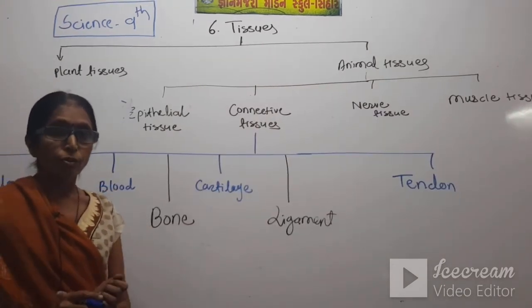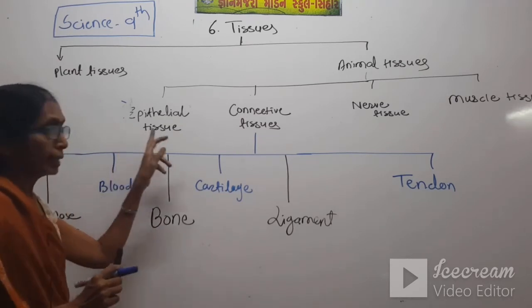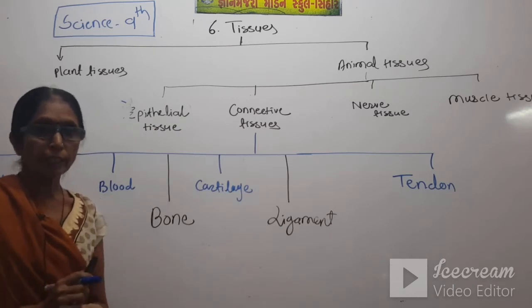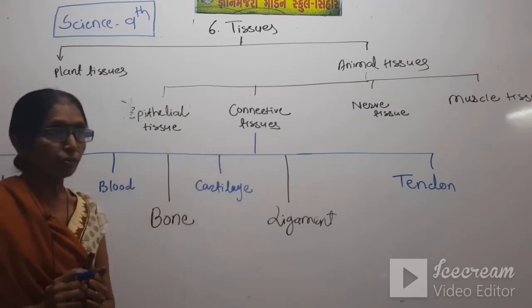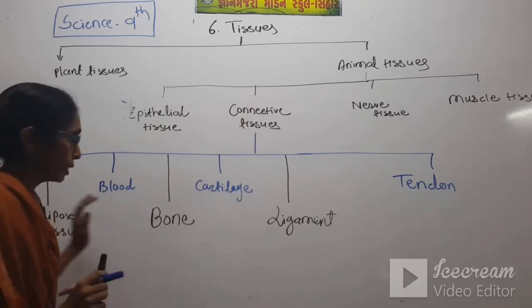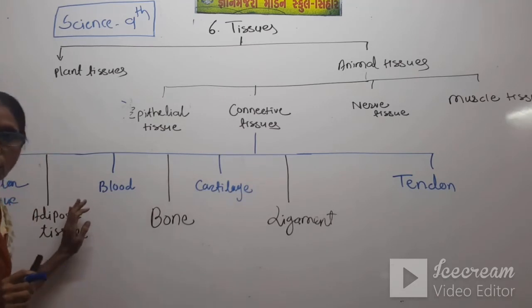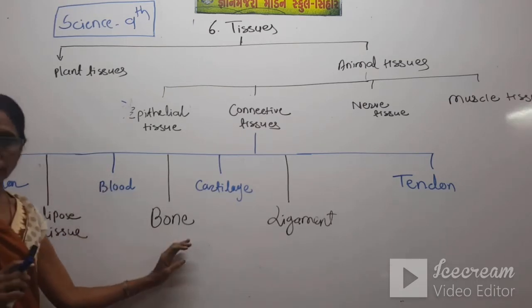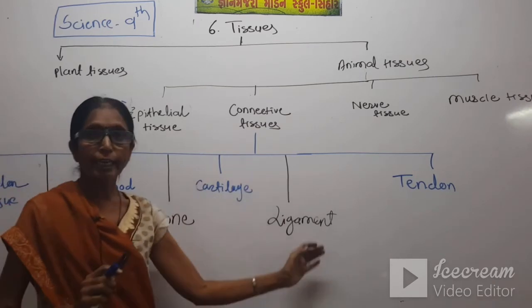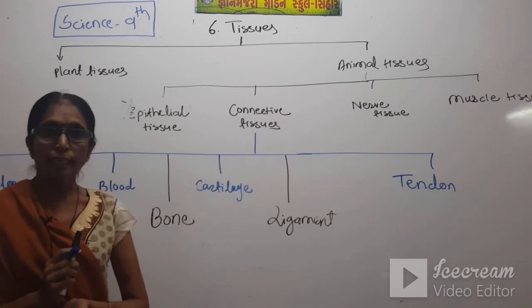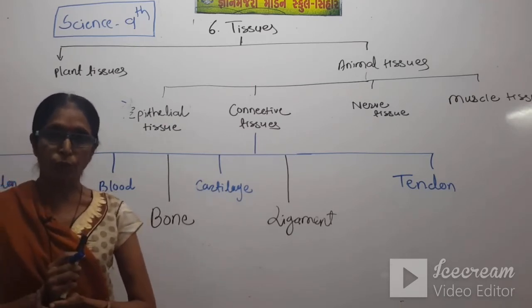Okay students, so we have already discussed the epithelial tissues and their types. Now we are going to study another type of animal tissues, and that is connective tissues. There are mainly 7 types of connective tissues: areolar tissue, adipose, blood, bone, cartilage, ligament and tendon. Now we will go into detail about the function of these tissues.